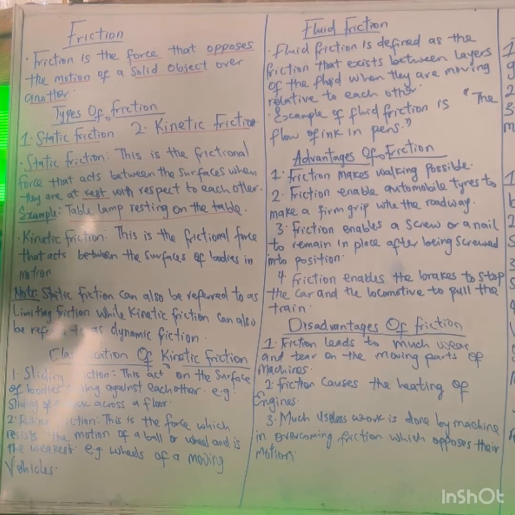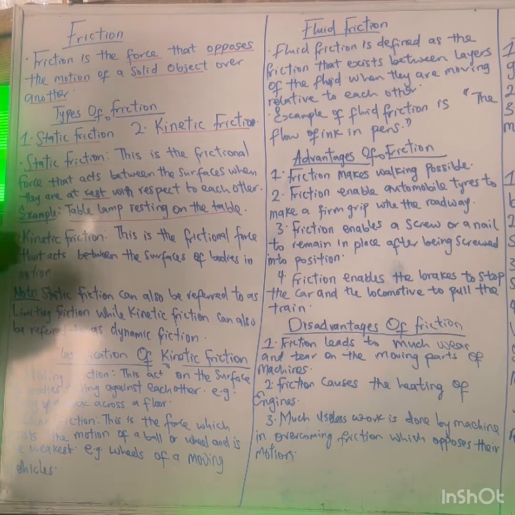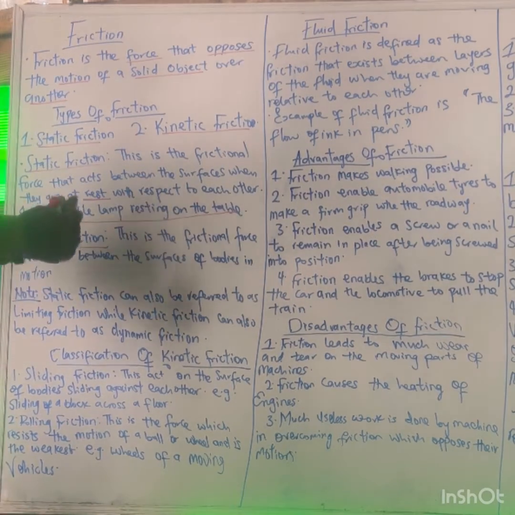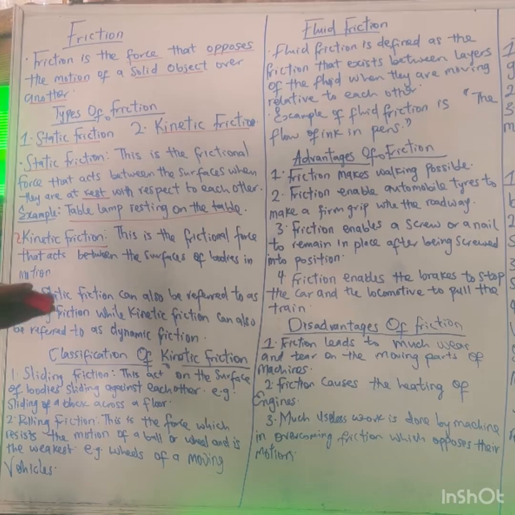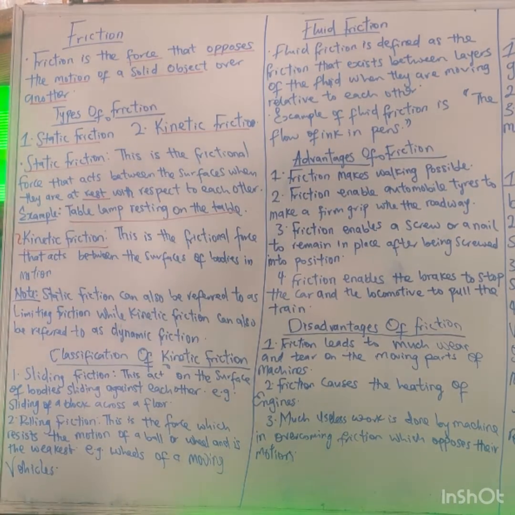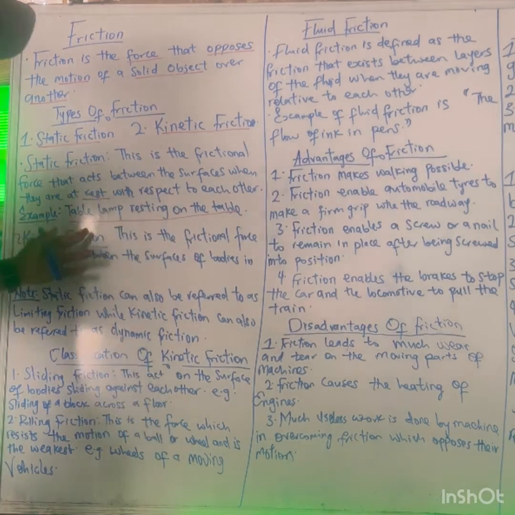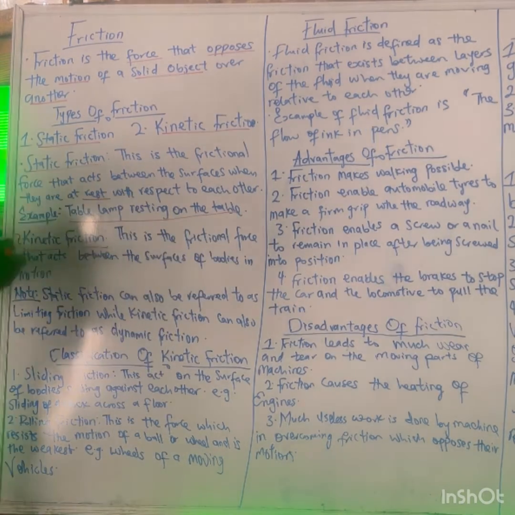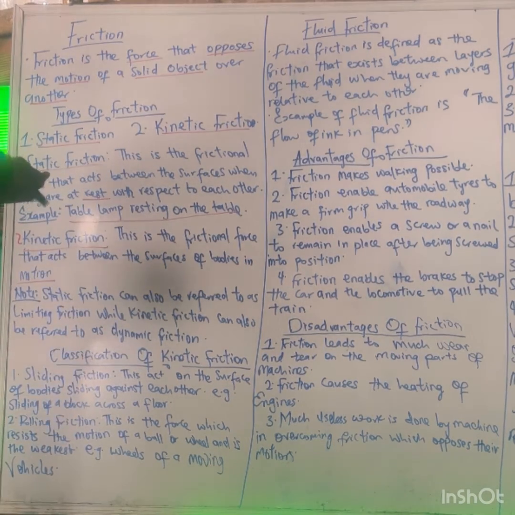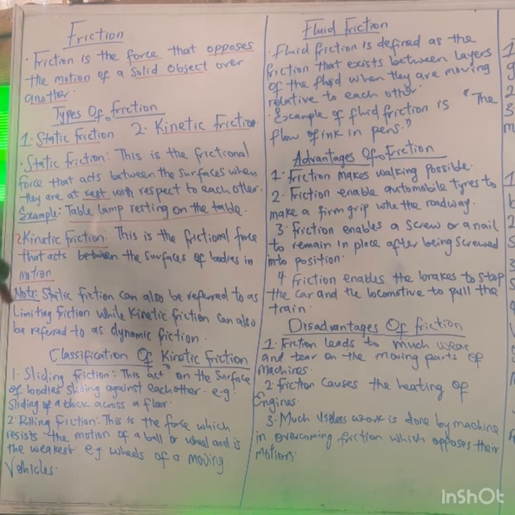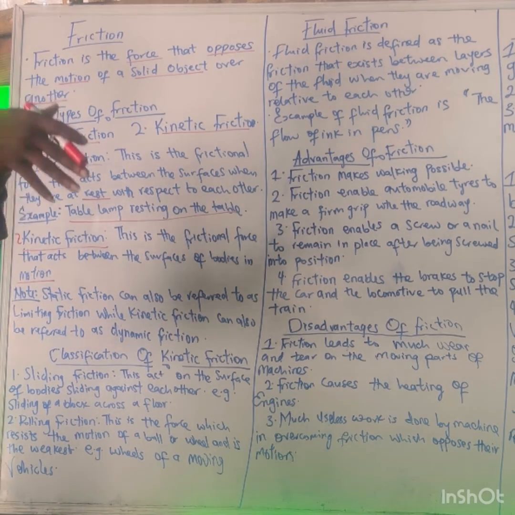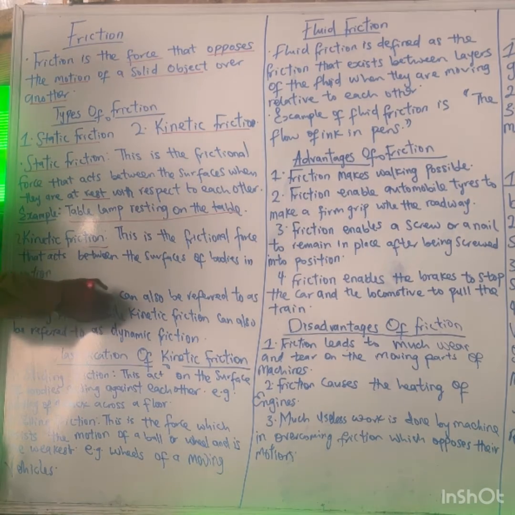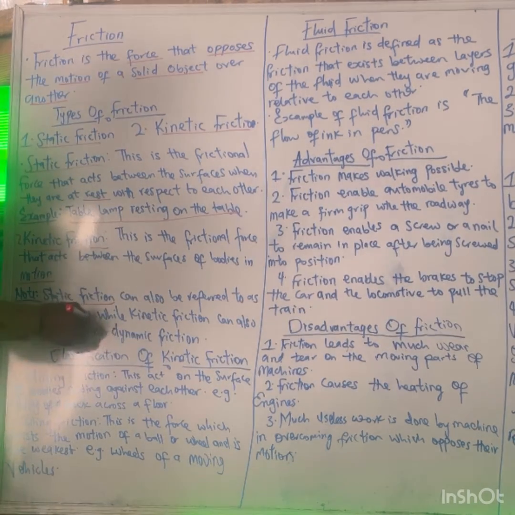Static friction. From there, we also have number two, which is kinetic friction. Kinetic comes from the term kinetic energy. Kinetic energy simply means the energy in motion. So whenever there is movement, we talk about what? Kinetic. So kinetic friction is the frictional force that acts between the surfaces of bodies in motion. When two objects are in motion relative to one another, the frictional force acting on them is what? Kinetic frictional force.